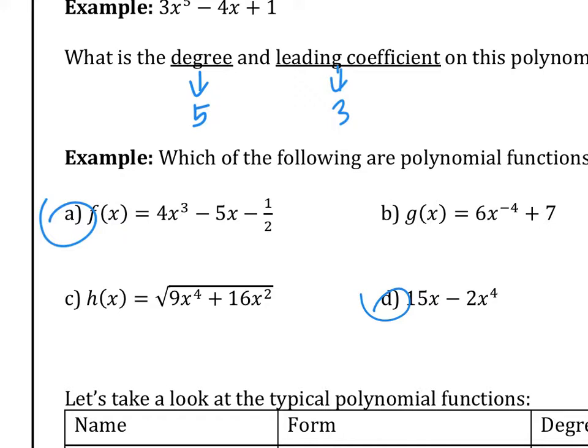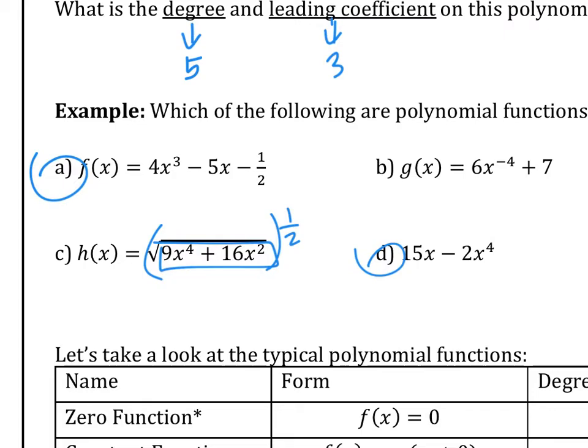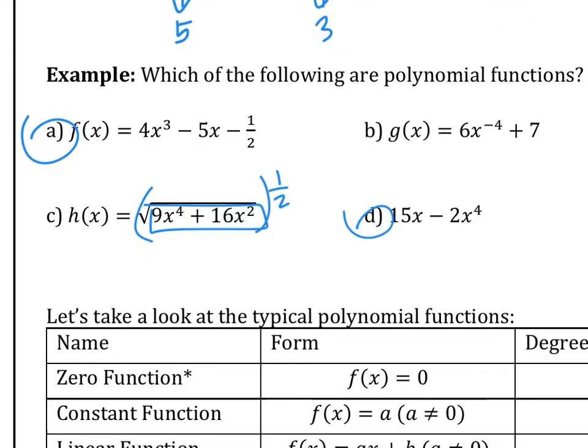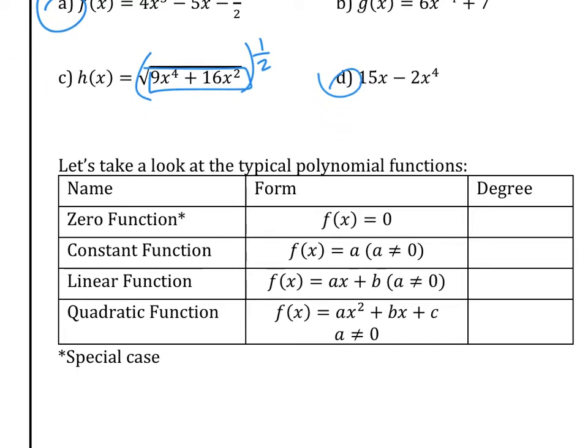Okay, C is not a polynomial because, yes, that part inside is a polynomial, but that square root basically makes it not a polynomial. Square root, remember, is to the 1/2 power, and you cannot distribute that 1/2 power to anything. I think all polynomials should have positive integer exponents. All right, only A and D.